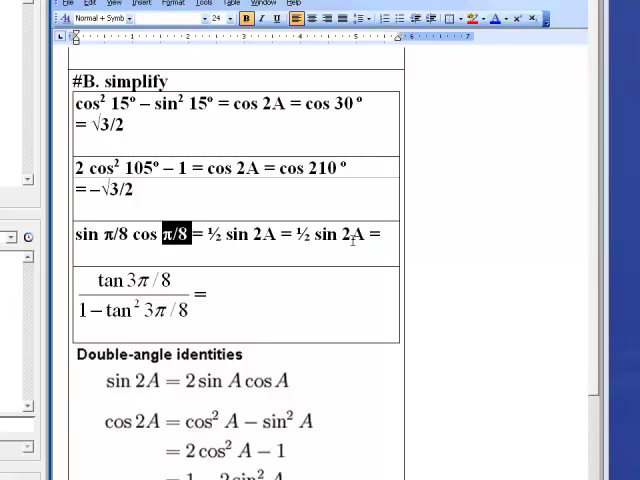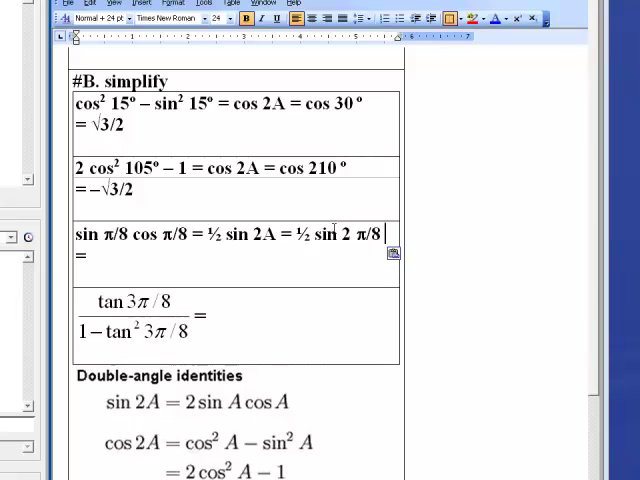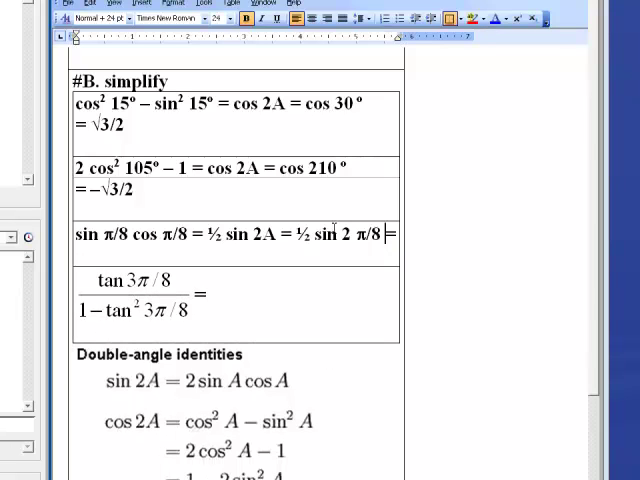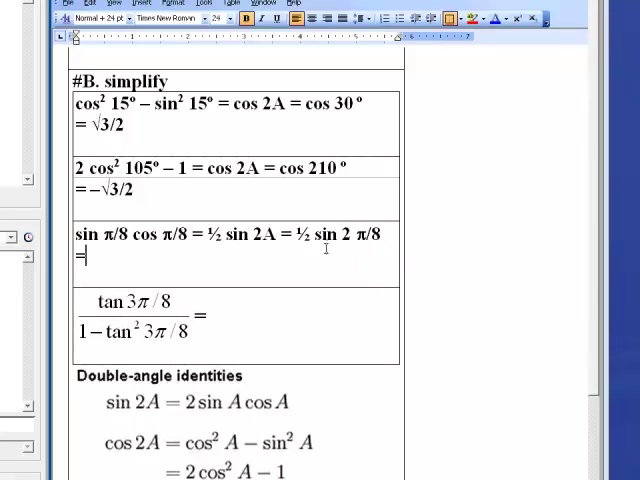Pi over 8. So I'm going to have 1/2 times sine pi over 4. I know that that is the square root of 2 over 2. So I'm going to borrow that from somewhere. Square root of 2 over 2 with that 1/2 in the front, which will become the square root of 2 over 4.